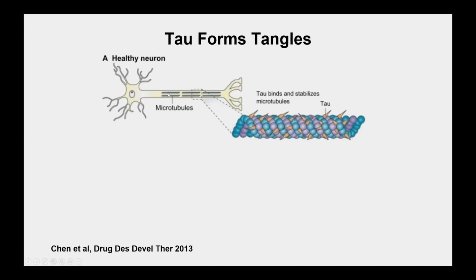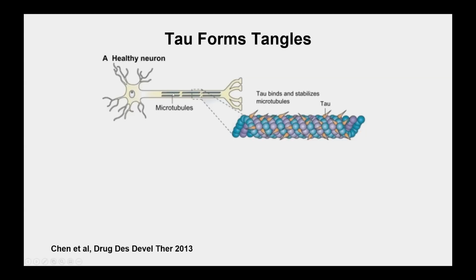Tau binds to microtubules in neurons. So here's a happy, healthy neuron. Dr. Waung showed you earlier the different parts of the neuron. So these are the dendrites that are receiving connections from other neurons. Here's the cell body and nucleus. And here's the long axon where this neuron is now sending signals to other neurons.